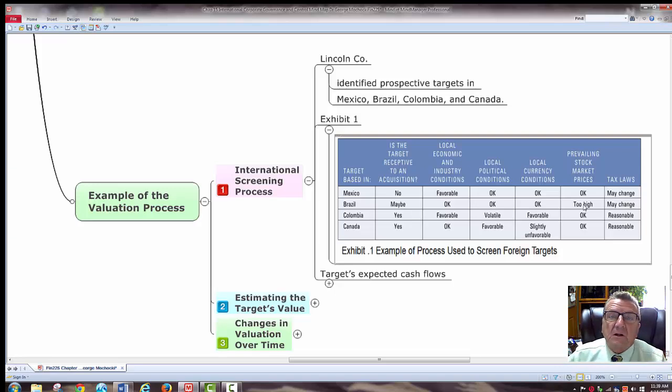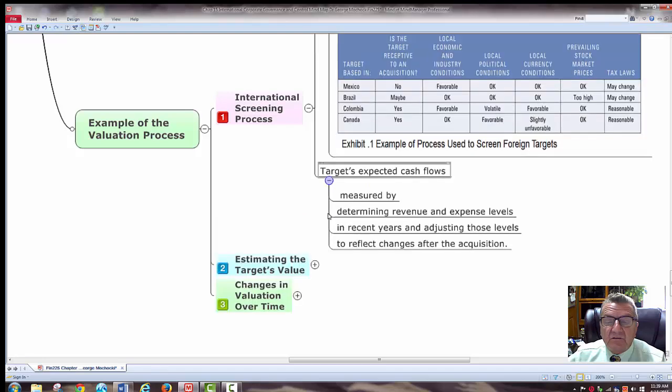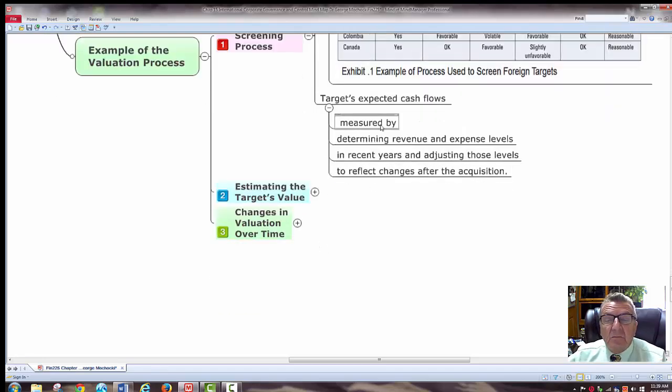So you're not really looking at, but you may look at that one, or why not keep it domestically? May change, may not change. Reasonable. Okay. Now target expected cash flows, measured by determining the revenue and expense levels in recent years, adjusting those levels to reflect the changes after the acquisition. So I'm looking a couple of years back and going forward. Unless there's a real drastic change, something else with the political climate going back and forth, a little different issue.